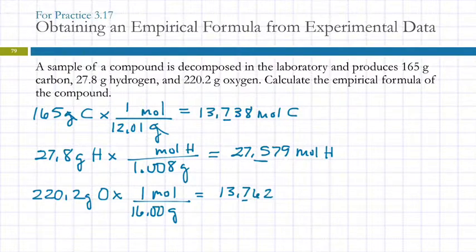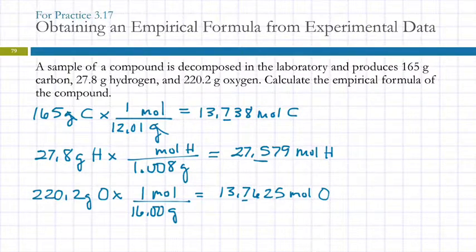13.762. There's only one more digit. I might as well just write that one down too. So we could make a pseudo formula, a fake formula, C 13.738, H 27.578, O 13.7625. But why? We need to make these into whole numbers. We cannot just round them to whole numbers and call it good. We need a ratio. So the ratios, we want to get whole numbers.